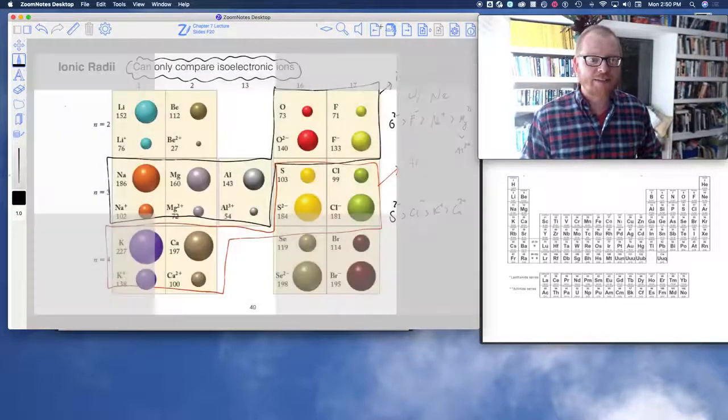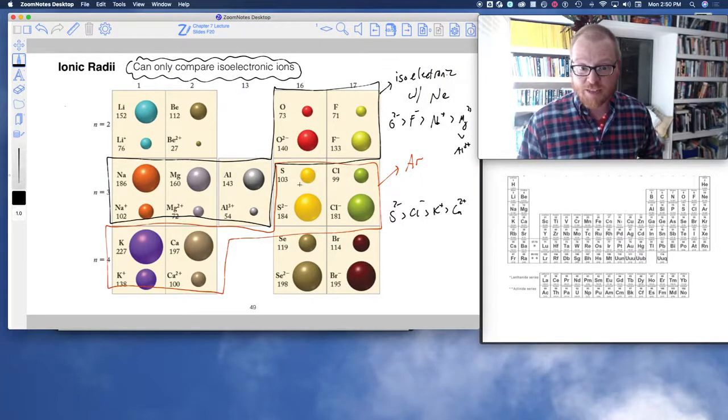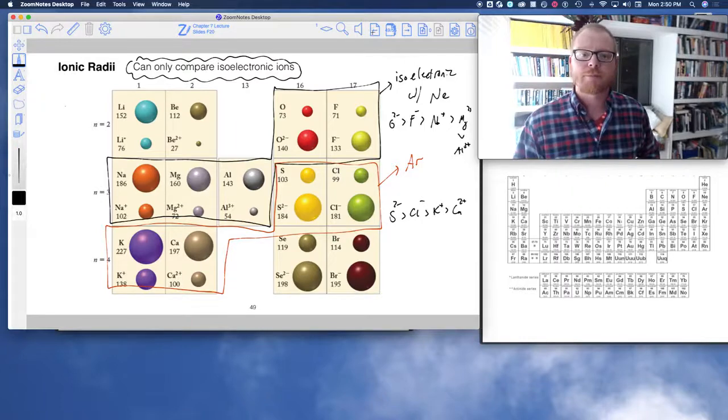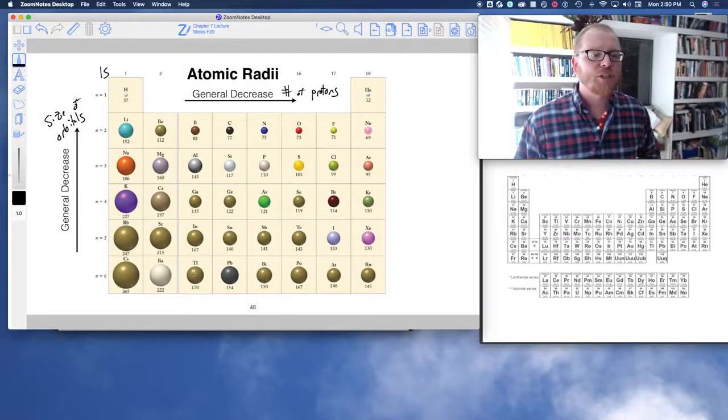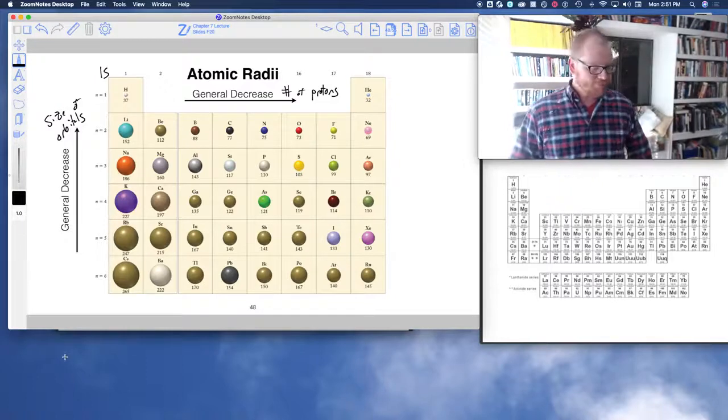And then with ionic radii, we can only compare things that have the same electronic structure. Within that same electronic structure, the things that are more negatively charged are bigger, and the things that are more positively charged are smaller. And with atomic radii, there's a general decrease as you go up and over, or I could say a general increase as you go right to left and top to bottom. So that is it.